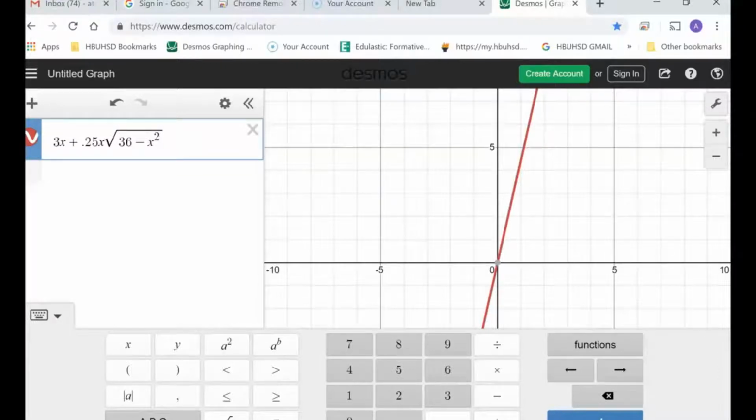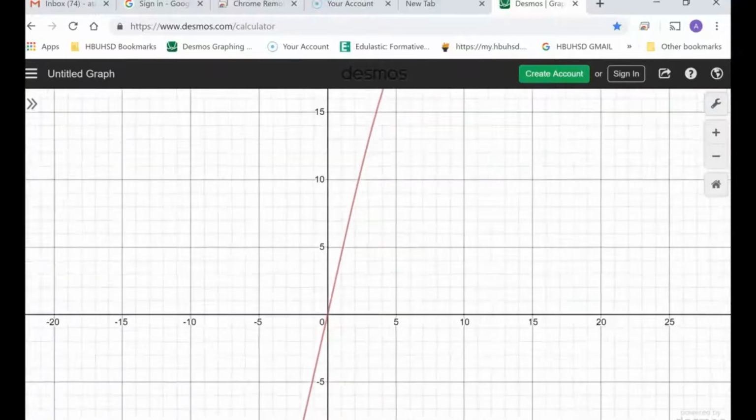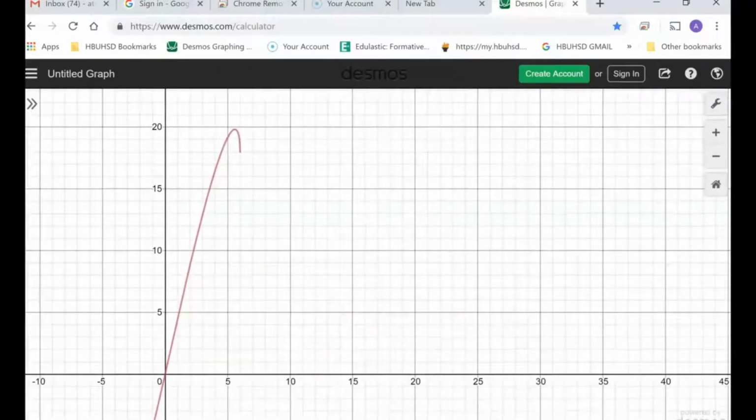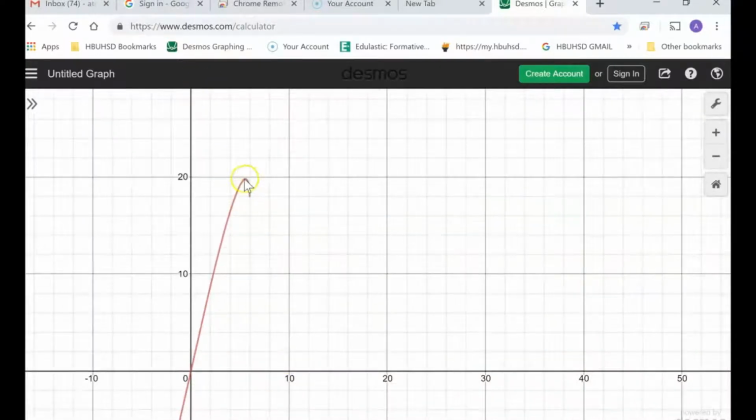Okay, let's see what it's giving me. Look at that. As you can see, if I didn't zoom out, it looked like a line. Because we are looking for the largest area, there has to be some sort of curvature. So the largest area is going to be this point up here. Let's see what that is. The largest area is about 19.817 when x is 5.584.